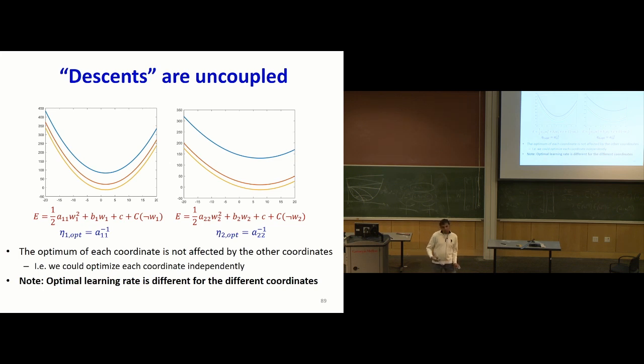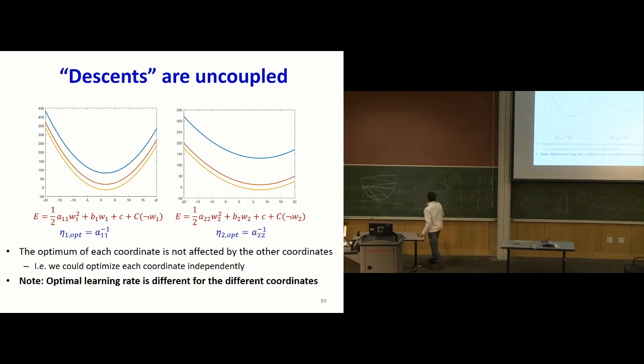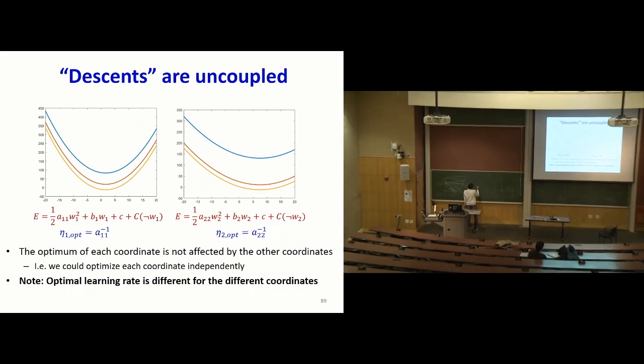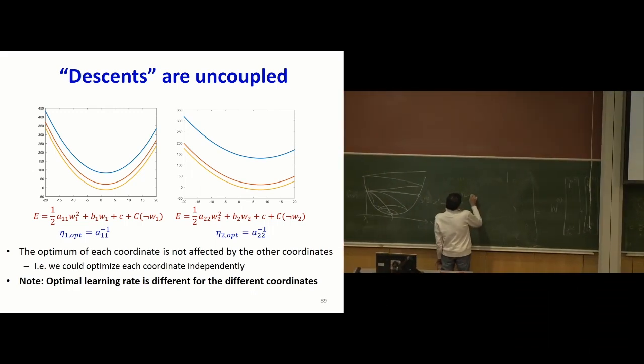But then if I think of w1 and w2 as a single vector, and then I think of the vector update rule, the vector update rule that we have is of this kind. The vector update rule is going to be w(k+1) equals wk minus eta times the gradient of the error with respect to w, computed at wk, right? So this means every component of w uses the same step size. So if you were using the optimal step size for dimension 1, which is a11 inverse, it's not going to be the optimal step size for dimension 2, and vice versa.